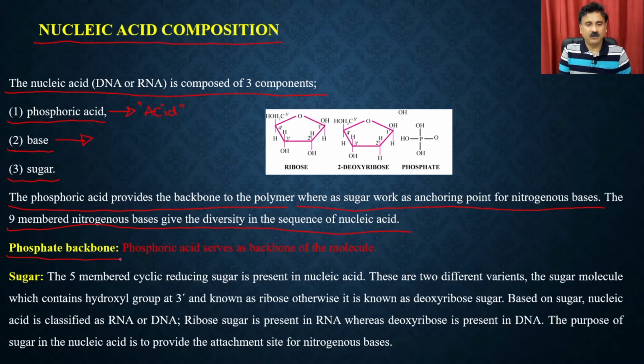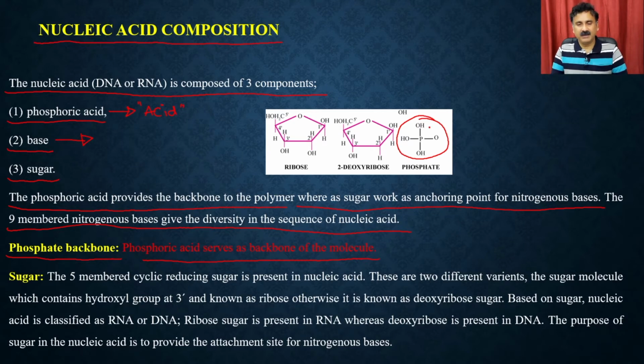So we have the phosphate backbone. Phosphoric acid serves as the backbone of the molecule. So this is the phosphoric acid, and what you see, it is actually serving as a backbone. What you see here is the four points, and these points are actually linking with the sugar, and the sugar is working as an anchorage point for the nitrogenous bases.